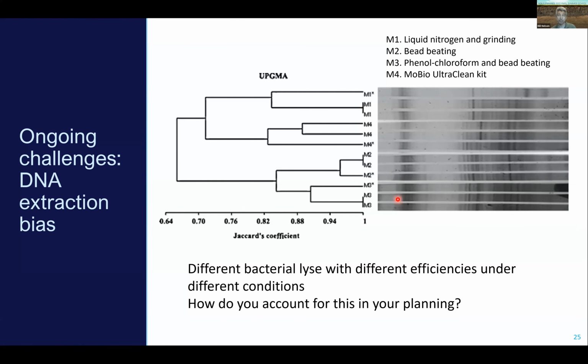And you may want to try, if there's especially a particular organism or clade that you're interested in, you may want to try out a couple of different extraction techniques to make sure the one that you're interested in is well represented in the data set that you're collecting.